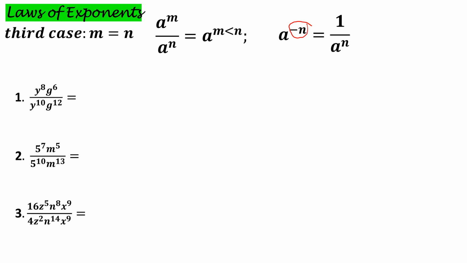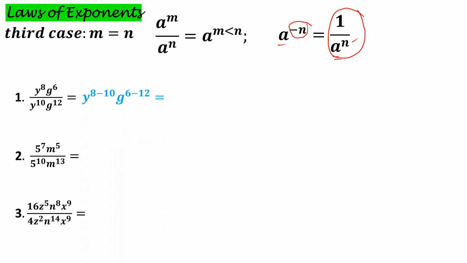So if it is a negative exponent, remember, it's unsimplified, meaning not yet simplified. So we are to simplify that in this form, meaning we have to have a numerator of 1. The a as a base will be copied. The negative n will become positive n. So let us try number 1.